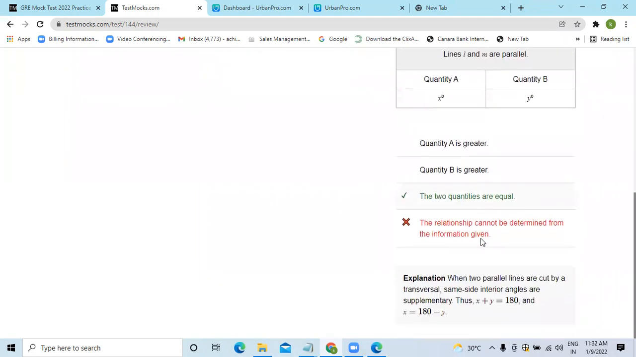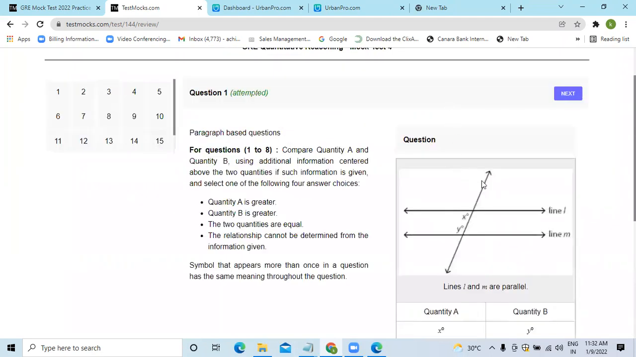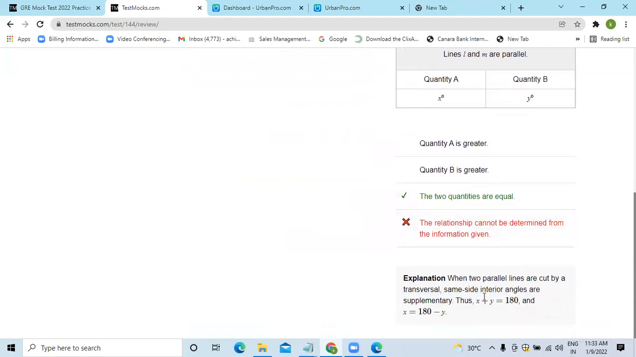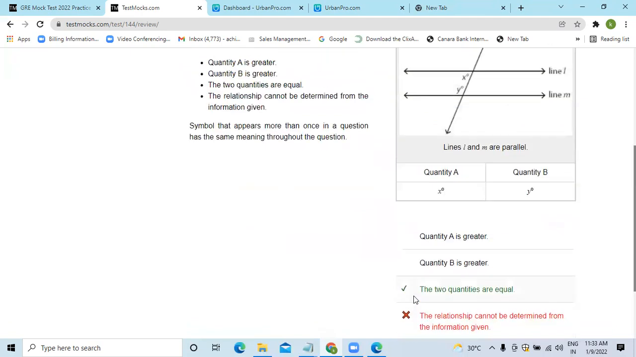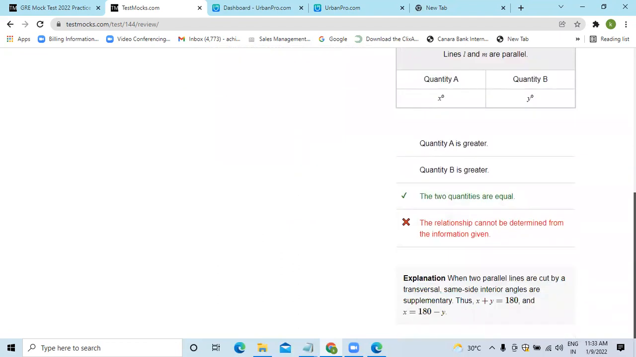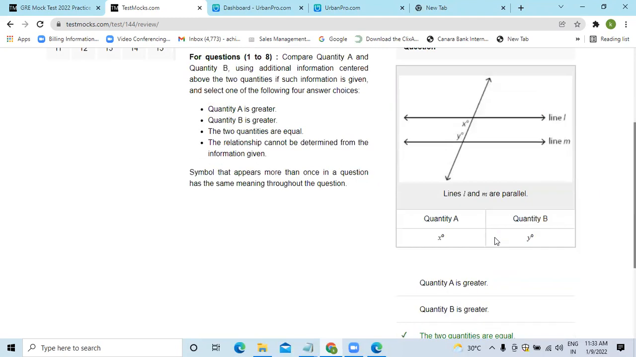So let's see the explanation. When two parallel lines are cut by a transversal, so this is called a transversal, the same side interior angles are supplementary. X plus y is equal to 180, correct? And x is equal to what? 180 minus y, right? They can't be equal. And how does this say it's equal? Lines m and l are parallel.